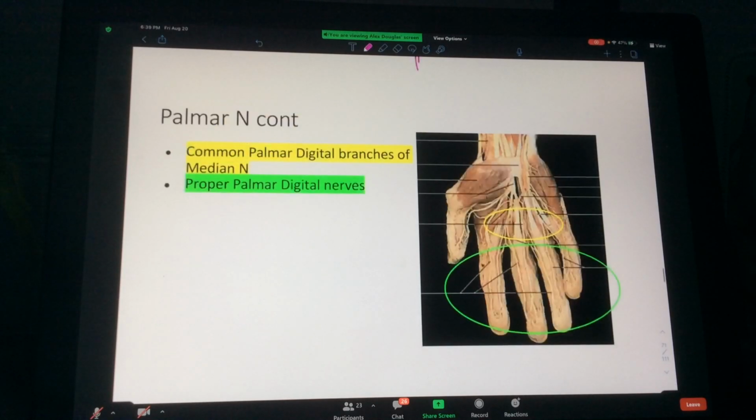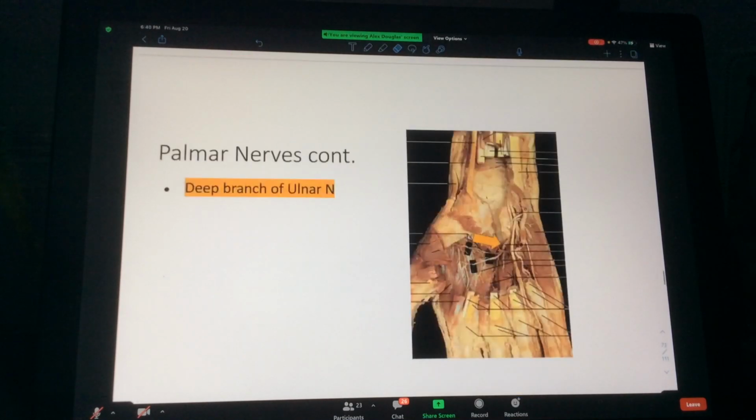All that means is that the median nerve is going to travel down. In the palm, we're going to call these common palmar digital branches, and in the fingers, we're going to call them proper palmars. So if you see a nerve that is tagged in the palm of the hand and it's not the recurrent branch of the median nerve, you're going to call it common palmar digital. If it goes into the fingers, it's going to be proper palmar digital.